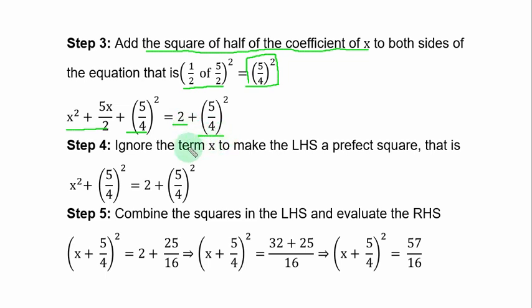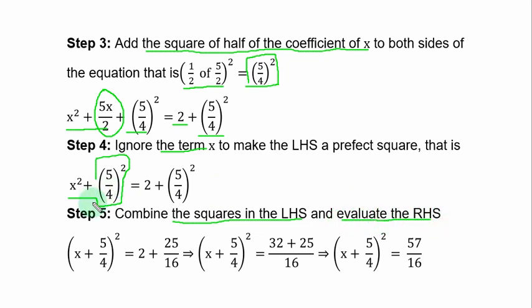Step 4, ignore the term s to make the left hand side a perfect square. So this term that contains s here, in the next step you are asked to ignore it. When you ignore it, you are left with s squared plus bracket open 5 over 4 bracket close squared. That is what you do. Step 5, combine the squares in the left hand side and evaluate or simplify the right hand side.